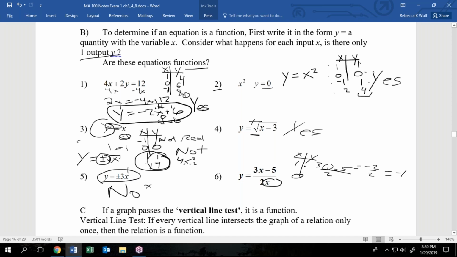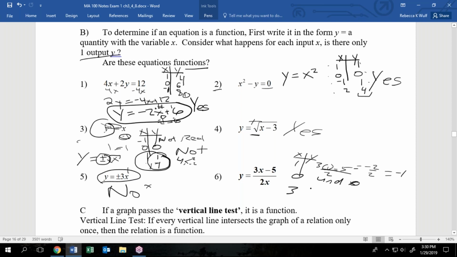Now, usually I plug in 0, but why can I not plug in 0 here? 0 would make my bottom undefined. Now, that doesn't mean that this isn't a function. It just means we're not allowed to plug in 0, and that's another discussion. We're going to talk about domain.